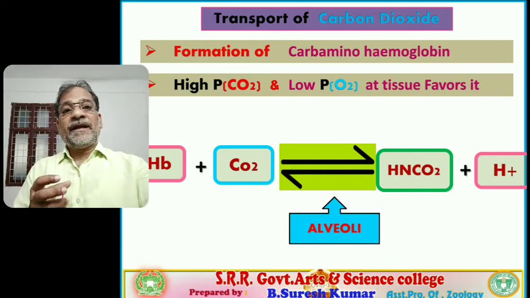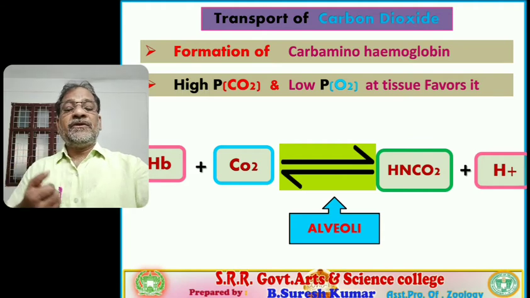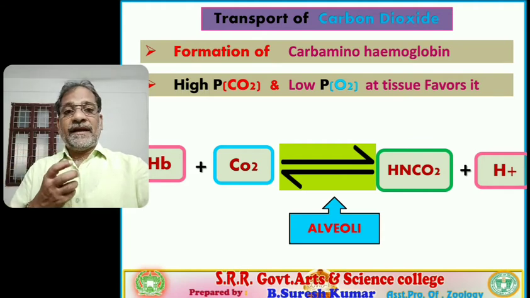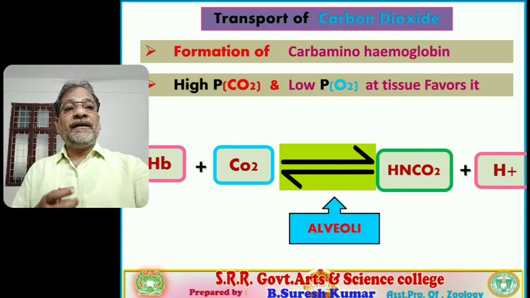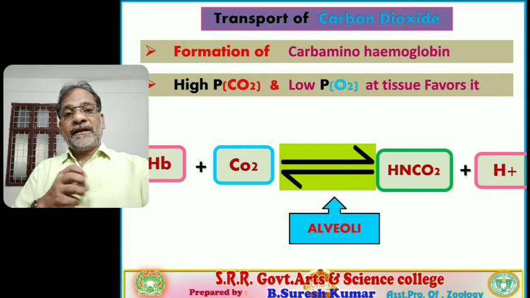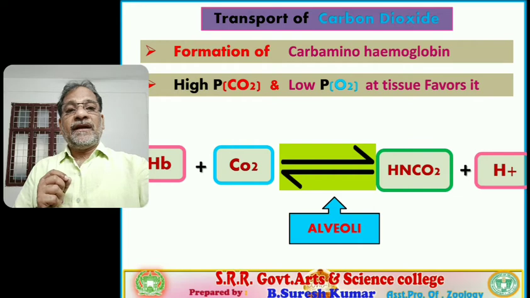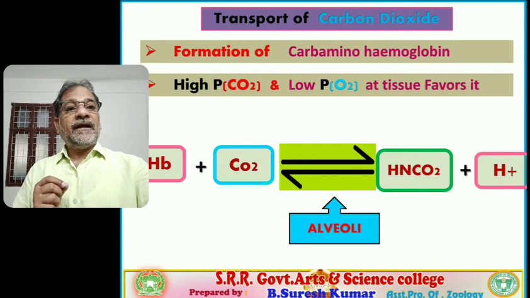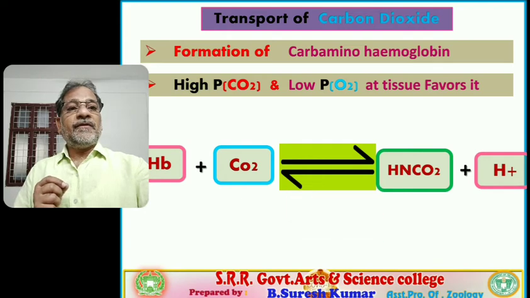So that carbon dioxide is released into the alveolar space and expelled out during expiration. So it is a reversible reaction. The forward reaction takes place at the tissue and the reverse reaction occurs at the alveoli. Follow? So this is the transport of carbon dioxide through hemoglobin.